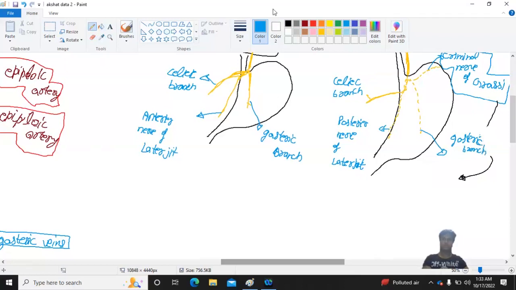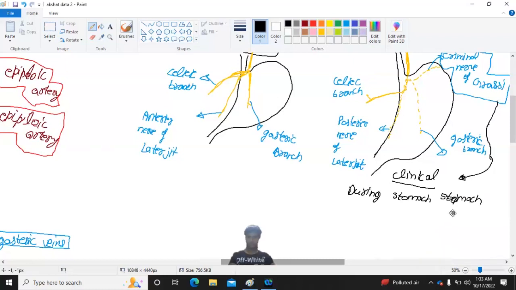Gastric branch. But clinically, during stomach surgery, this nerve can be missed. So we should be aware of this.